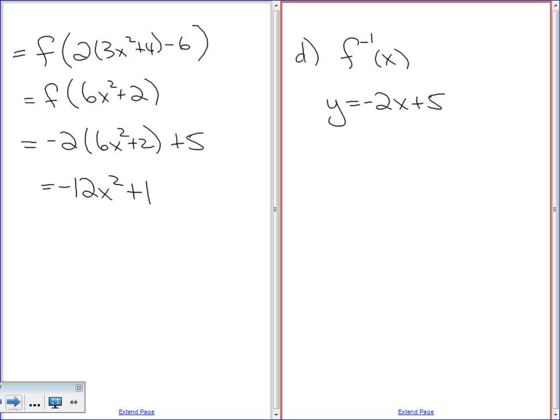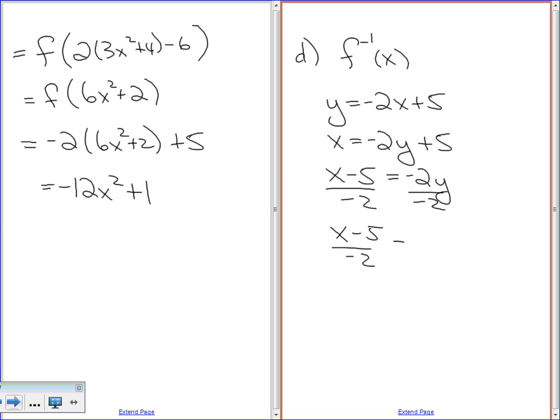Does anybody remember how to do that? Perfect. First thing you do is you switch the x's and the y's. Nothing mathematical about that. Just where you see an x, put a y. Where you see a y, put an x. And then you isolate your y. So x, putting the 5 across, becomes... divide both sides by negative 2. And I get x minus 5 over negative 2 is equal to y, which is my inverse function.